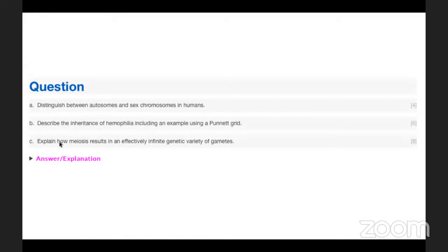Explain how meiosis results in an effectively infinite genetic variety of gametes. Okay, soalan ni agak berbeza. This should explain meiosis, yes betul. Tapi it's not just explain meiosis in detail. Kalau kita explain how meiosis work A sampai Z, nanti markah dapat seciput je. Kita nak dia explain macam mana from meiosis itu kita boleh hasilkan infinite genetic variety of gametes.